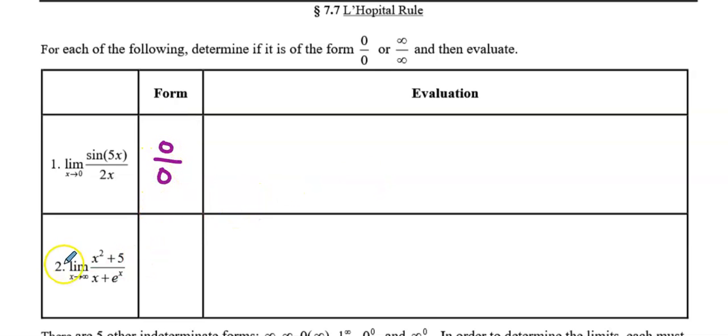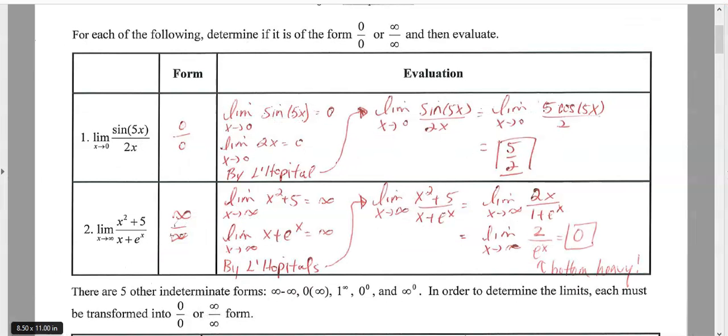If you look at example number 2, we substitute infinity into the top, we get infinity squared. Well, that's still infinity, plus 5 still gives me infinity. Infinity plus e to the infinity is also infinity. So this is going to be the indeterminate forms that you have already seen before. I don't want this video to be about those indeterminates, so I just want to pop up the answers for these examples so you can remember.